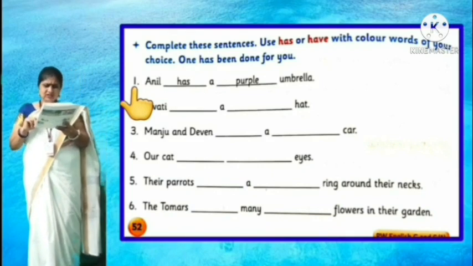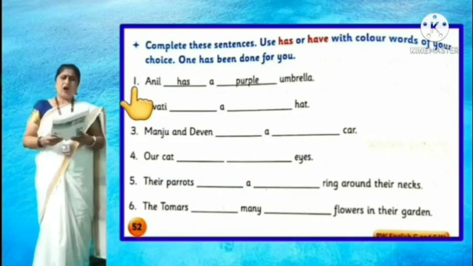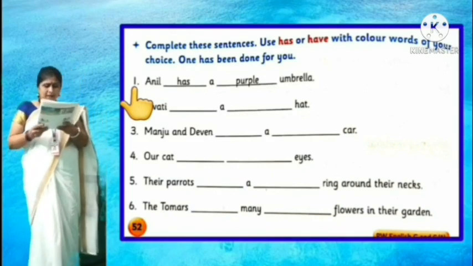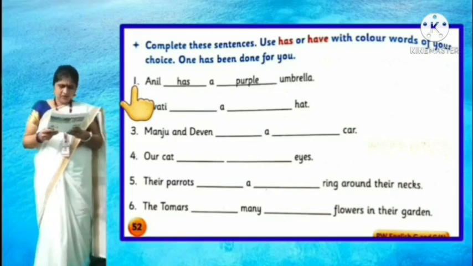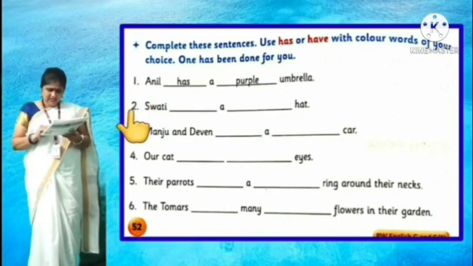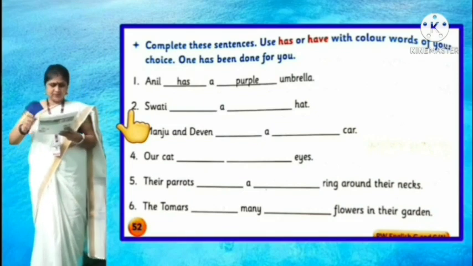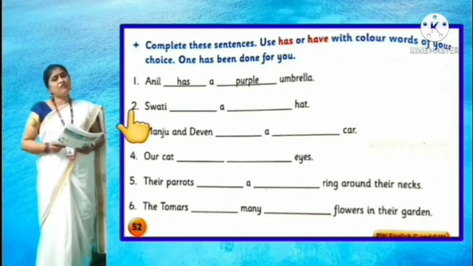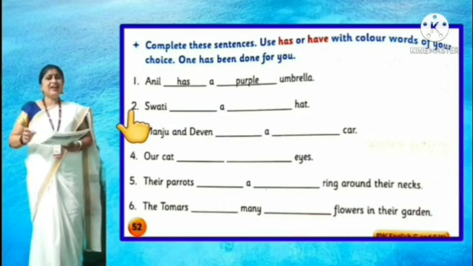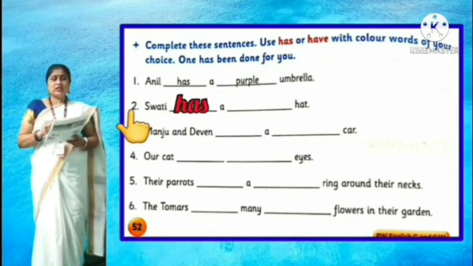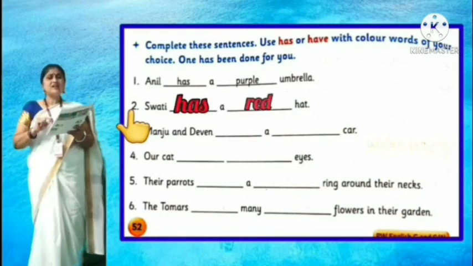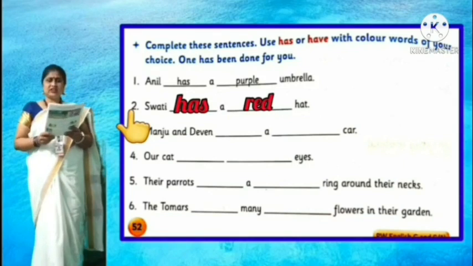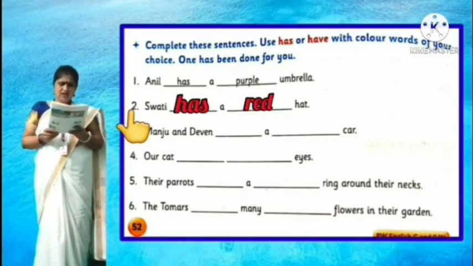Anil dash a dash umbrella. Anil has a purple umbrella. Swati dash a dash hat. Swati is the name of a girl. So we have to write has. Swati has a red hat. Write the spelling, children. R-E-D, red. Red hat.